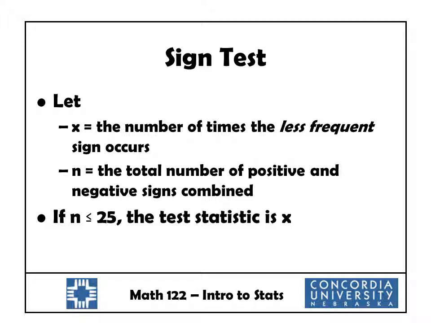If n is less than or equal to 25, then the test statistic is simply x. There's no formula that I have to use. All I have to do is count plus or minus signs. Now if n is greater than 25, there's a slightly more complex way of doing this test, but we're not going to get into that.